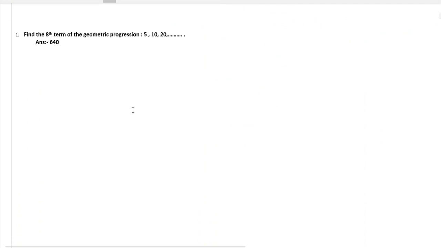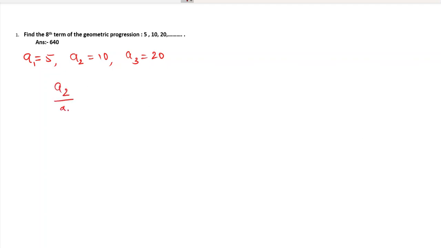Okay, so this is the second question, not the first one, but it's okay. Find the eighth term of GP 5, 10, 20, and so on. Now can you tell me what is the first term? First term is 5, a1, right? What is the second term? 10. What is the third term? 20. Now what we need to find is the common ratio. Very easy. a2 by a1, which is equal to the common ratio, which is 10 by 5, which is 2.